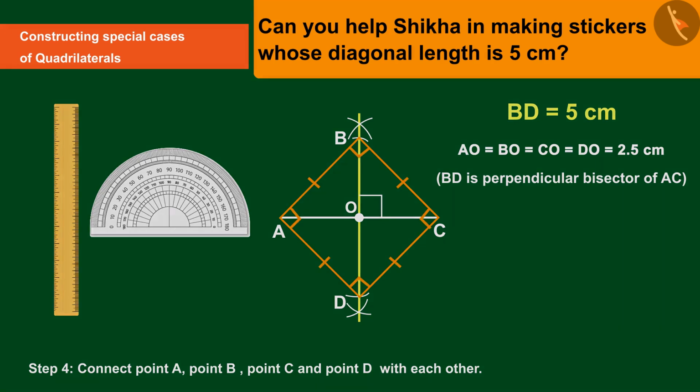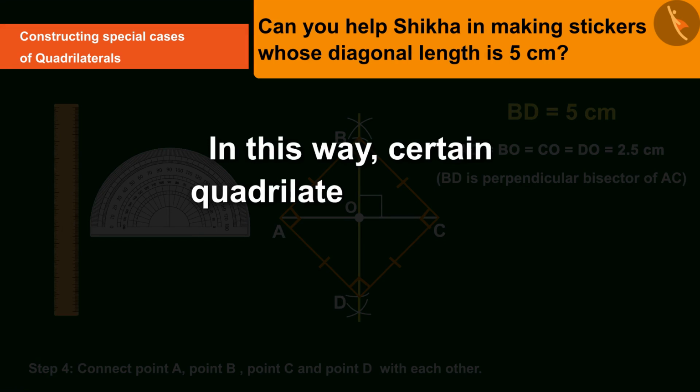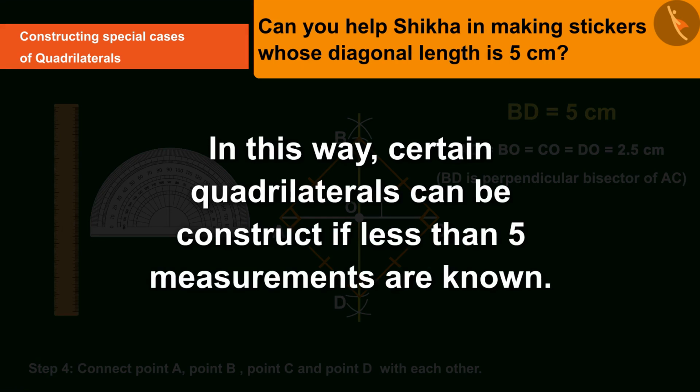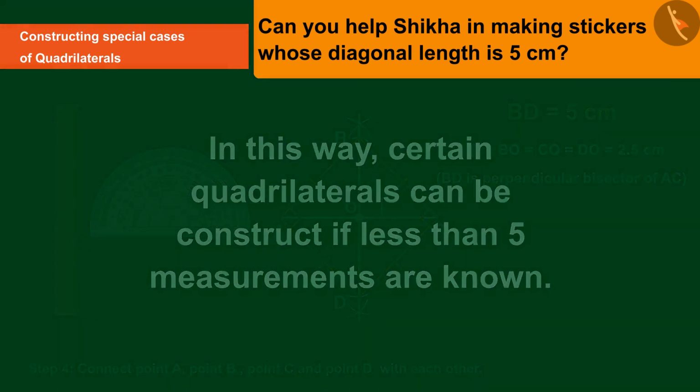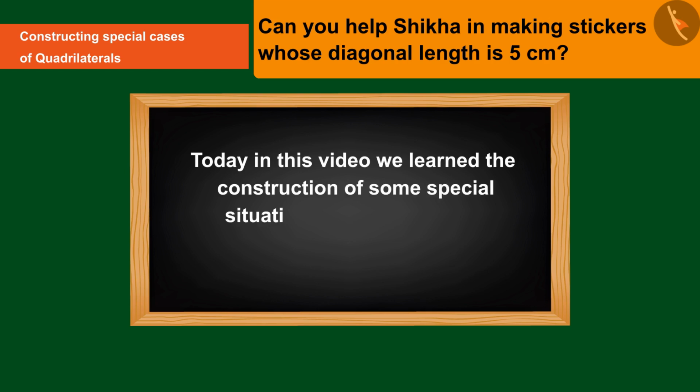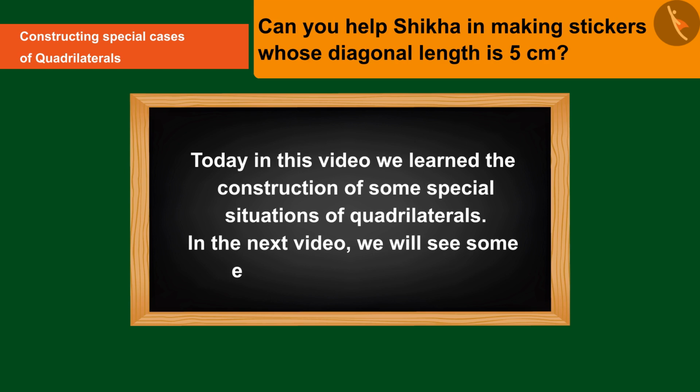So, in this way, we can also make quadrilaterals with less than 5 measurements. Today in this video, we learned the construction of some special situations of quadrilaterals. In the next video, we will see some examples based on the same.